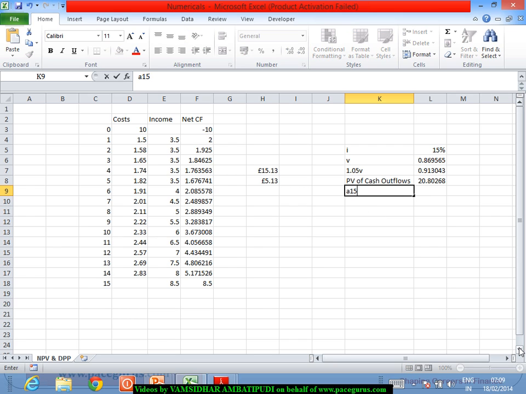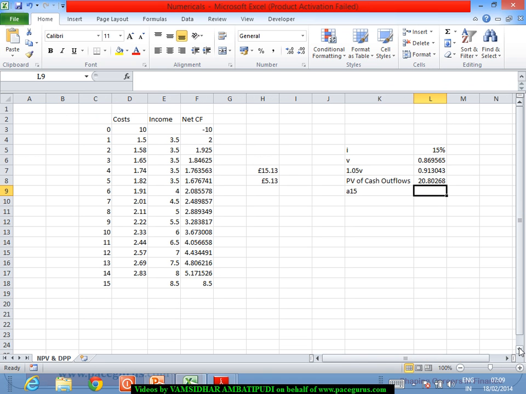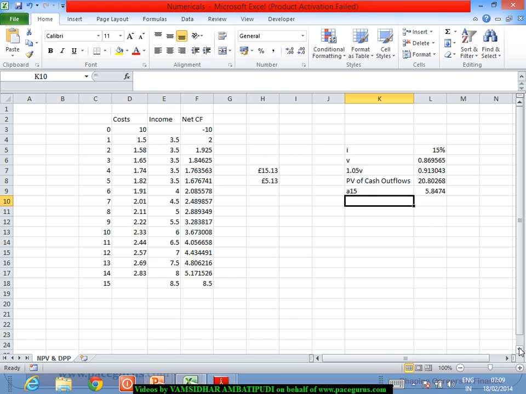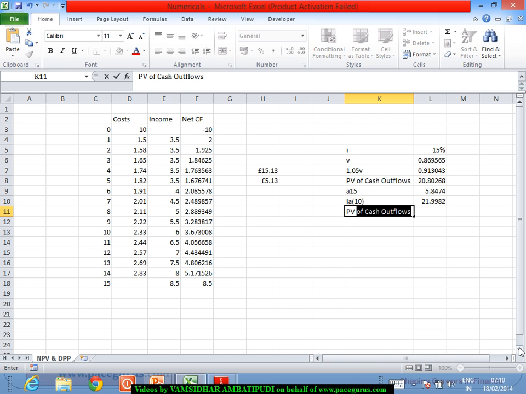So from here I will find out the value of A15 at the rate of 15%. At a 15% interest rate, A15 comes out to 5.8474. 5.8474 is the value of A15, and I should take IA10 also. What is IA10 for the same 15% interest? IA10 comes out to 21.9982, and we already know the value of V, so we should be able to find out the PV of cash inflows.